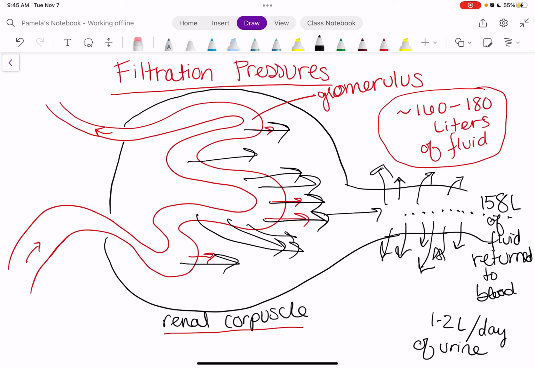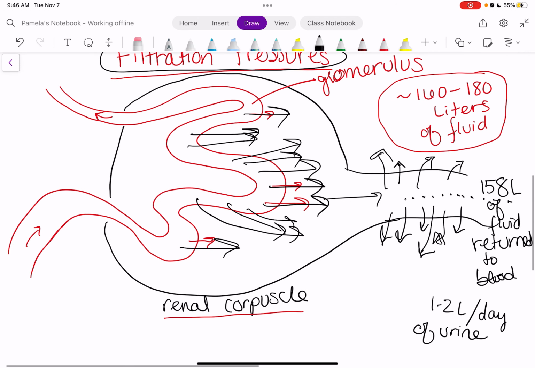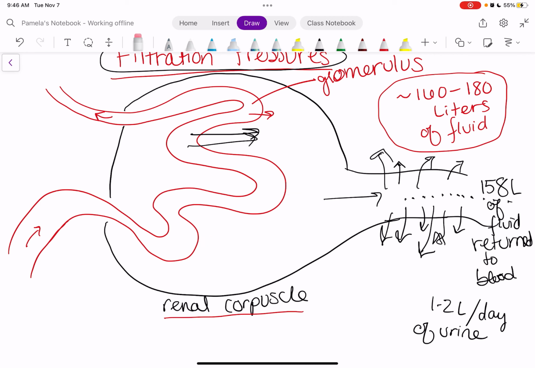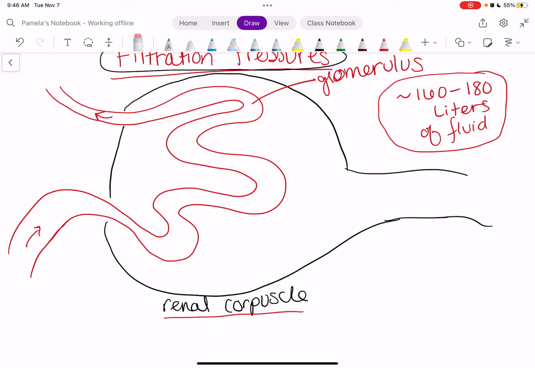Okay, so let's talk about how we get this huge amount of filtration going on here. We have so much filtration happening here, and this is where our filtration pressures come into play. So I want you to know that there are three filtration pressures, and I'm going to erase a little bit because I have way too many lines on here. We have three important filtration pressures that we need to consider, and this will set us up for you guys to watch the other videos.